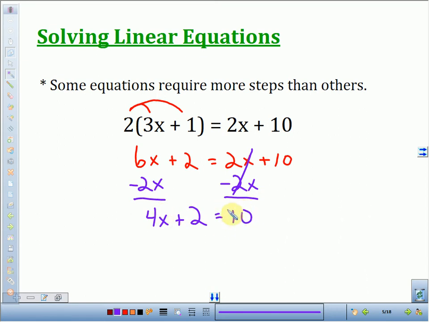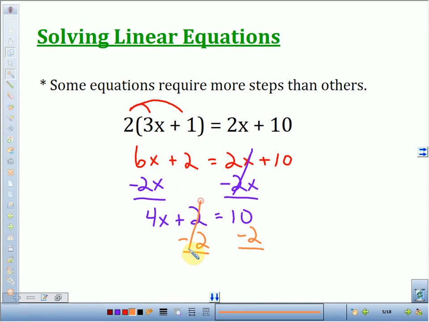Well, now this is a two-step equation. And I solve this two-step equation exactly the same way I solved every other two-step equation. I start by adding or subtracting, and then I divide or multiply. Since this is plus 2, I will subtract 2. So I have minus 2 on the left and minus 2 on the right.